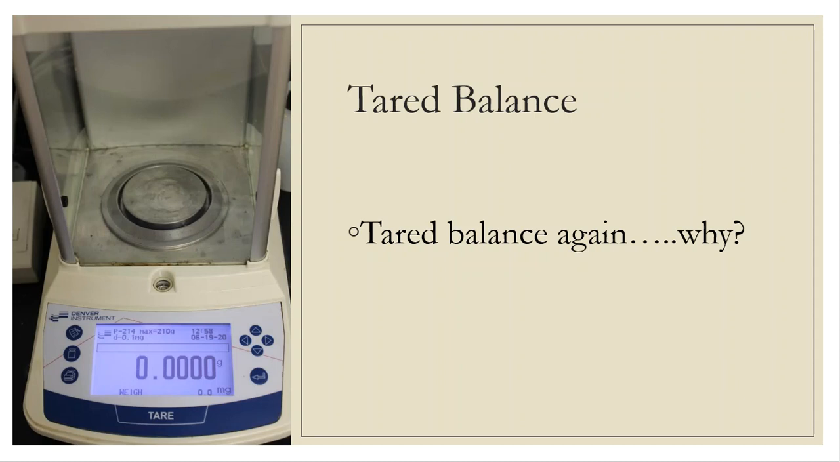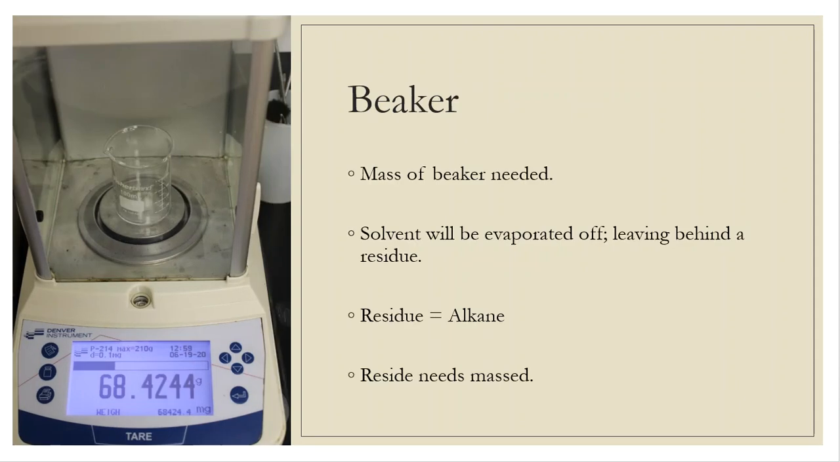So I go back to my balance, 0.0000 grams. I then place a beaker onto that balance. I get 68.4244 grams, and this is what my methylene chloride with the alkane will go into. All right, so there's the beaker, empty beaker for that process.